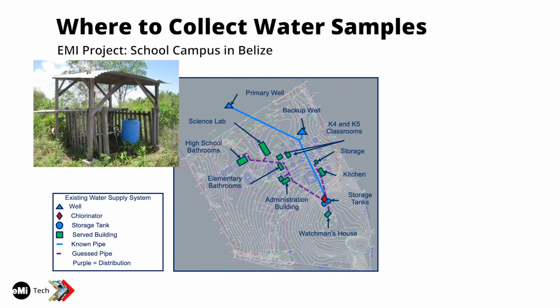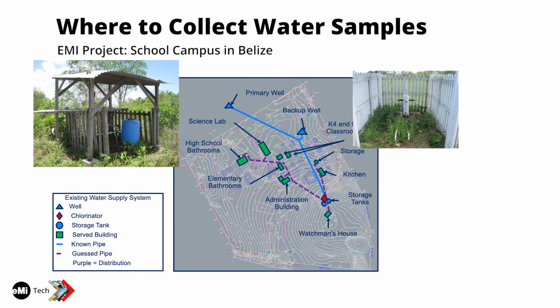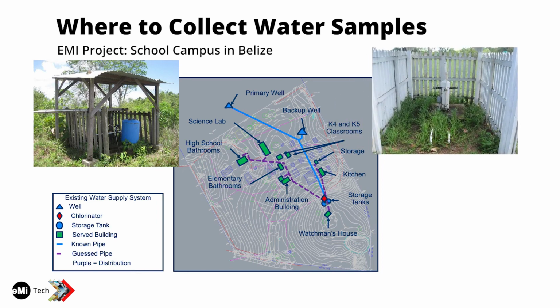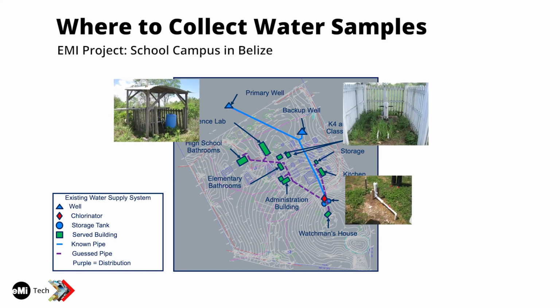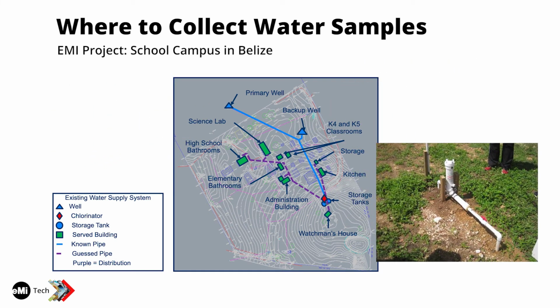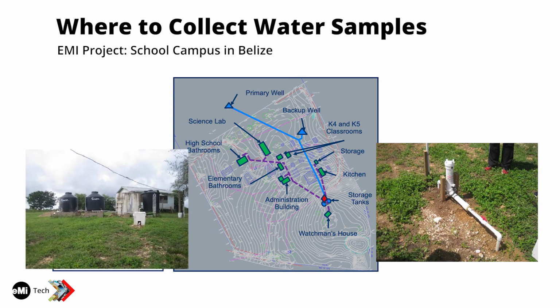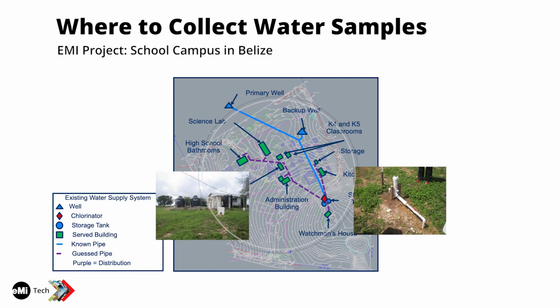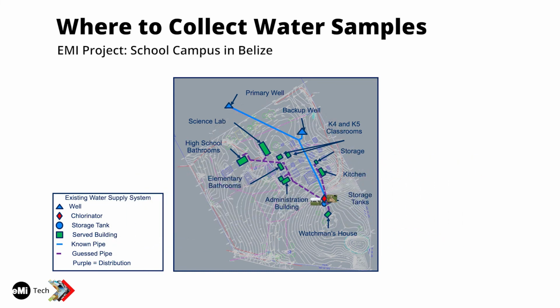The picture on the slide shows you the primary well. And on the next slide, the picture shows you the backup well, which you saw another picture of earlier. So those are the sources. From there, the water goes to a tablet chlorinator. This is an inline chlorination unit. And after it passes through that, which is the red diamond on the map, it goes to some storage tanks. There's about 4 storage tanks. And then from there, it goes out to serve the campus. It goes to a kitchen, and it goes to buildings essentially with sinks or bathrooms.